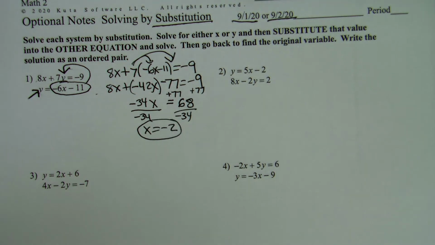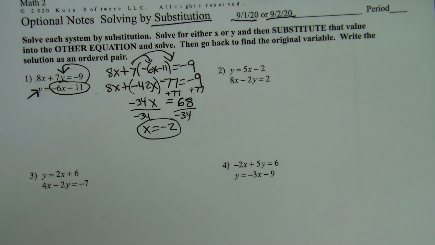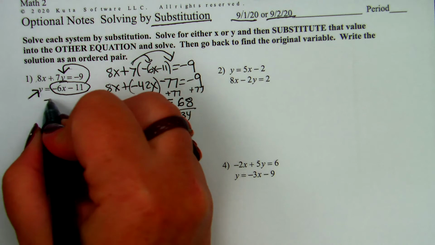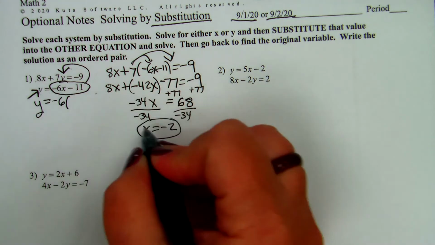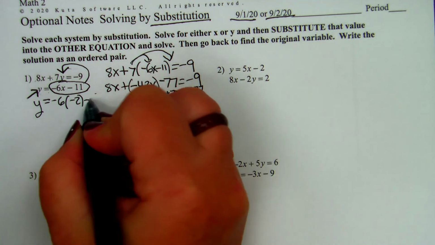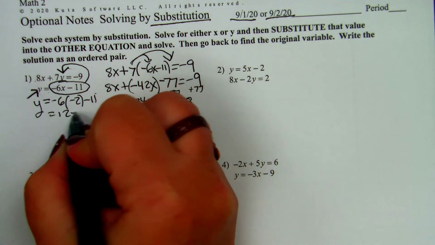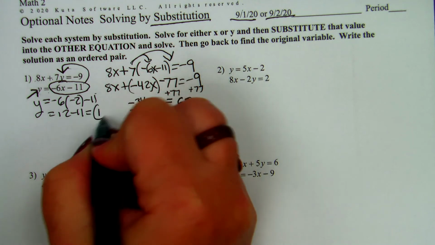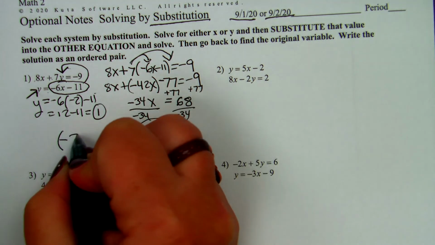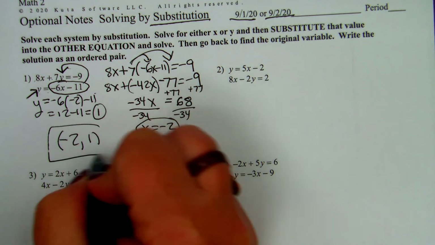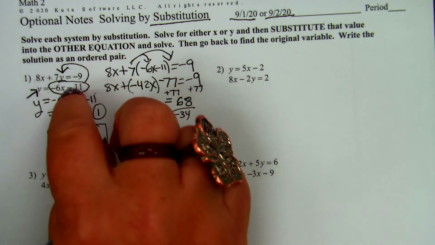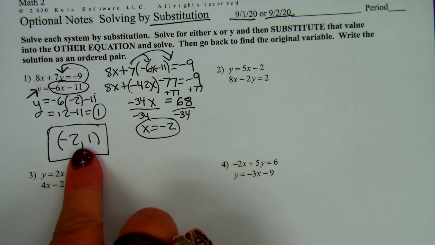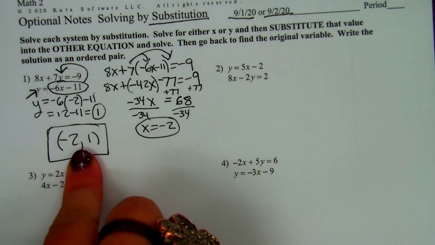But we want the system, so we want both equations. We want both variables, x and y. So you come back up to here, and y equals negative 6 times x. X is negative 2, minus 11. So it's 12 minus 11, which is 1. So you write it as an ordered pair: negative 2, 1. And if we graphed both of these lines, they would intersect at that point, negative 2, 1, just like when we were solving by graphing.